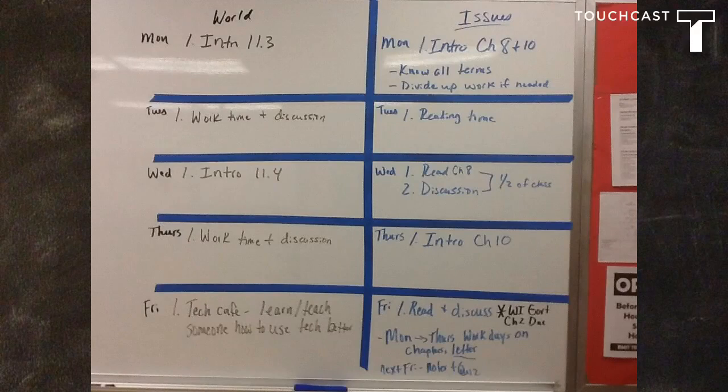This is the whiteboard in our classroom. Every Monday, I begin by going through the assignment list so that every student knows exactly what's taking place. If you see Intro 11.3 for World, that would mean I'm introducing Chapter 11, Section 3. And the next day we would work on that section as well. If there's a quiz, I would also have that labeled so every student knows when a quiz is taking place and when a project is due.